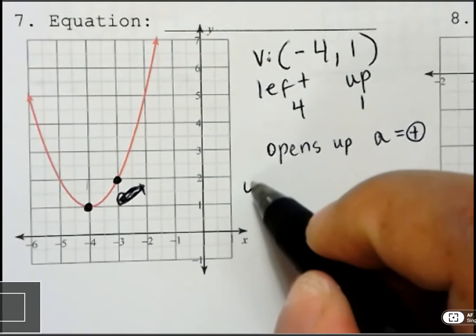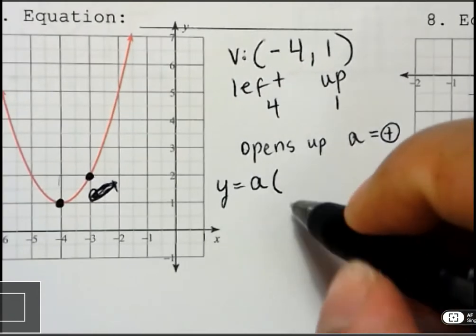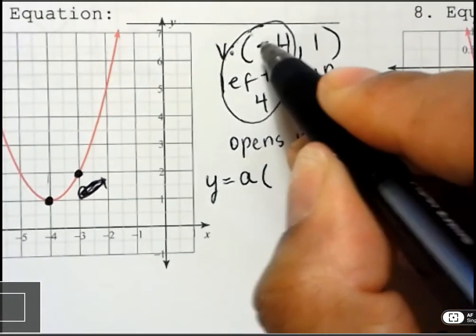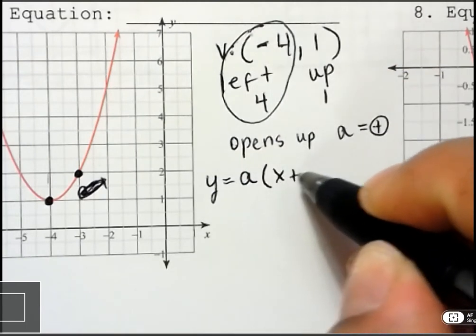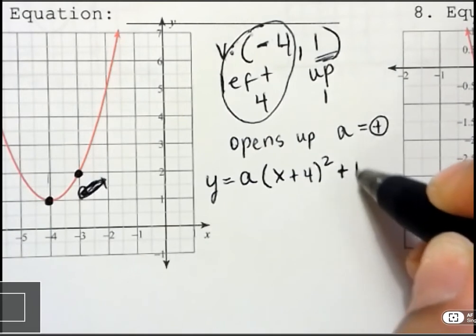Okay, so the first thing you do is you write your basic equation. You put A as A, because we're going to pretend we don't know what A is. And this one modifies the x. And remember, when we put this one in, we put it in as the opposite. So it would be x plus 4 squared. And then this is your k, so plus 1.